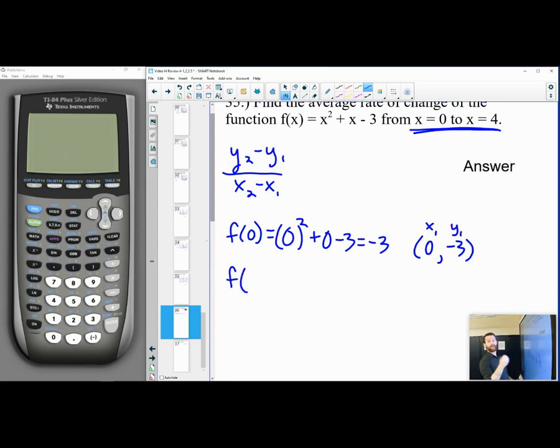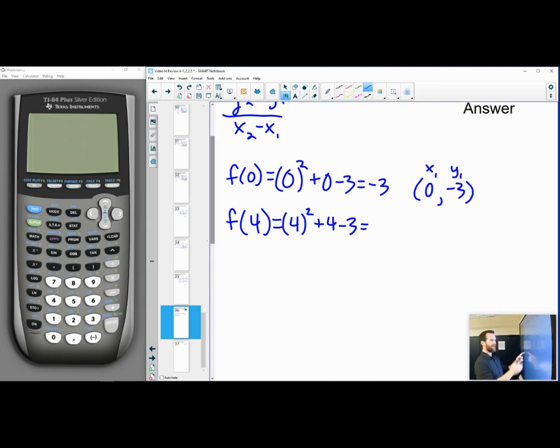So instead of f of x, it's f of 4. Again, just getting this right from our starting and ending x values. So f of 4 equals, and just copy it right from there. Instead of x squared, we put 4 squared plus 4 instead of x minus 3.